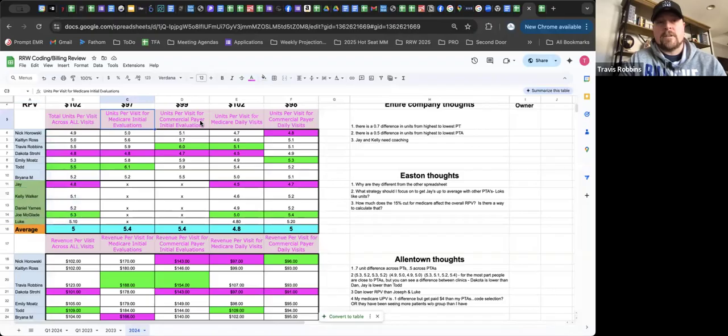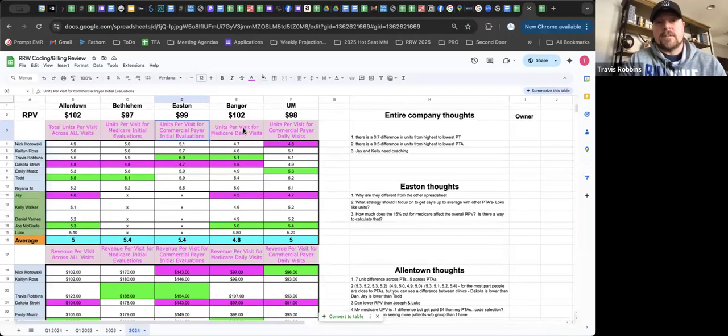And then you've got units per visit for Medicare initial evaluation, units per visit for commercial payer initial evaluation, units per visit for Medicare daily visit, and commercial daily visits. Okay, so just do this: highlight the highest and the lowest. Units per visit for Medicare initial evaluation: my lowest was 4.8 and my highest was 6.1. That's too big of a difference.